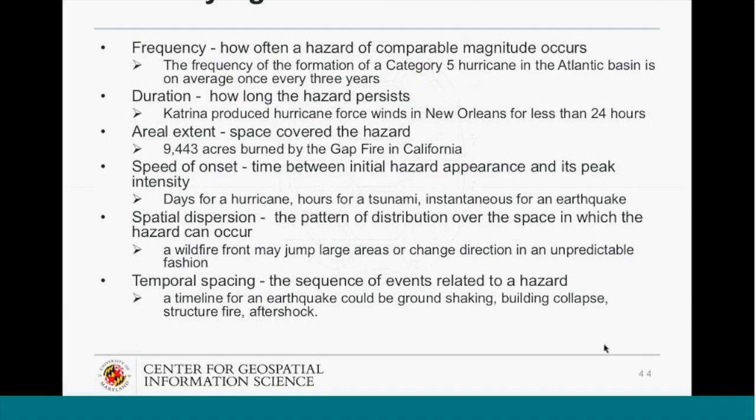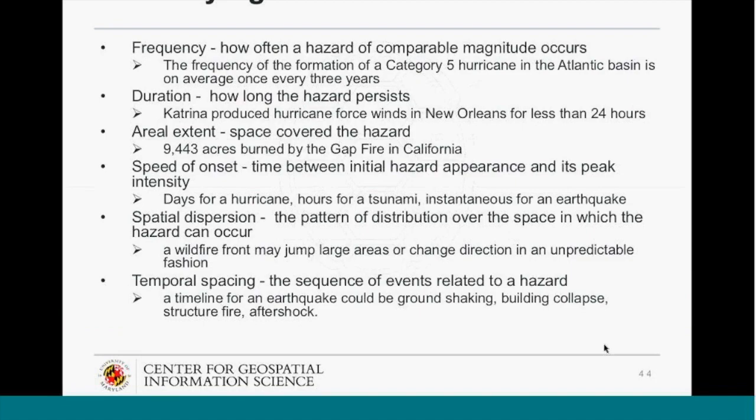Duration is another thing, right? How long the hazard persists. In the case of Hurricane Katrina, there were hurricane-force winds in New Orleans for less than 24 hours, right? So it's good to know, how long is this thing hanging out? For Hurricane Harvey, most recently, the duration was long. It sat over Houston for a long time, which is why it was able to drop such an incredible amount of rain on that region.